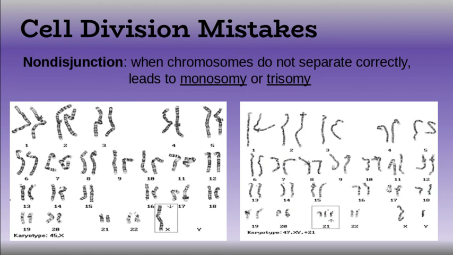Both of these mistakes in the chromosome numbers happen because of something called non-disjunction. And this says when chromosomes do not separate correctly, which happens during cell division. When you're making new cells, the chromosomes are supposed to divide evenly, but if they don't, that leads to the incorrect number getting placed into the new cells, which could lead to either monosomy, missing a chromosome, or trisomy, when you have an extra chromosome.